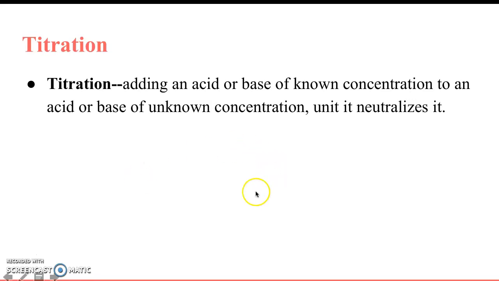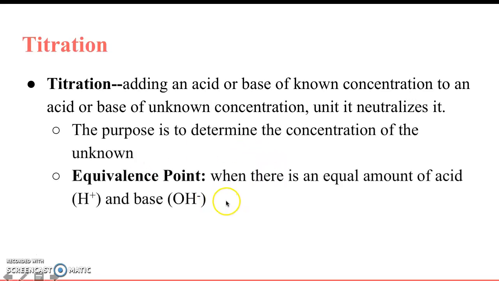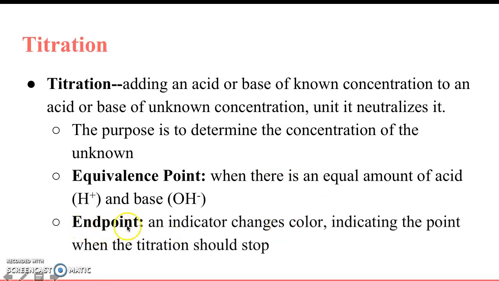A couple of terms that you also need to know. Equivalence point: when there's an equal amount of acid and base, you've reached the equivalence point. This is exactly when we have a pH of 7 and we've precisely neutralized the acid or base. The other term you need to know is endpoint. The endpoint is when you're using an indicator and the indicator actually changes color. When you get that slight color change, this is when you should stop titrating. You'll be able to see this in the lab for this week.